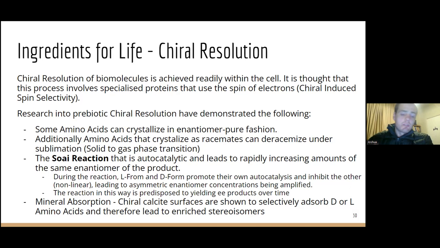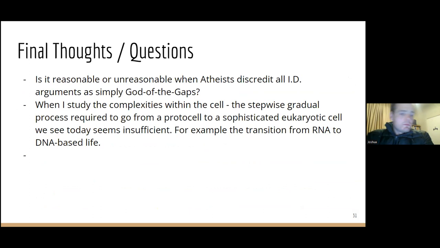And finally, mineral absorption. Chiral calcite surfaces are also known to selectively absorb either D or L amino acids, and therefore you can also lead to enriched stereoisomers. It absorbs one and leaves the other, to sort of purify. So there are just some experiments that have been done by scientists to see how they can actually get the separation of these enantiomers. Oh, I didn't obviously update that final one.